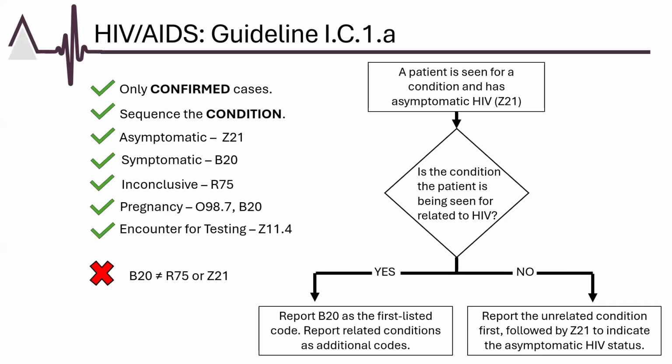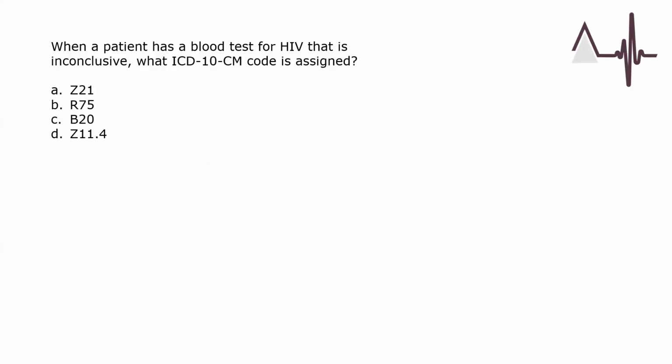I would suggest making these notes in your ICD-10 book for quick reference. Knowing these guidelines can help save you time on the exam. Back to the question. When a patient has a blood test for HIV that is inconclusive, what ICD-10-CM code is assigned?